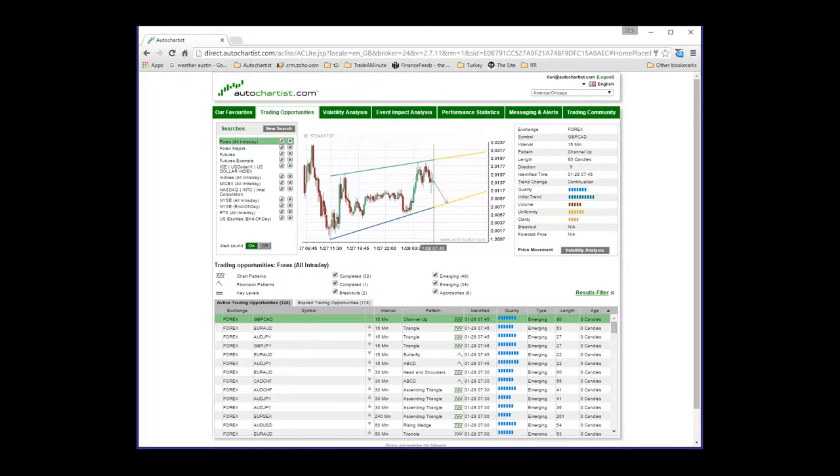The first and most important section of Autochartist is the trading opportunity section, and this section specifically shows you what opportunities there are in the market. Autochartist does this by identifying support and resistance levels in different shapes and forms. We do this by identifying chart patterns, Fibonacci patterns, and key levels, which are really horizontal levels.